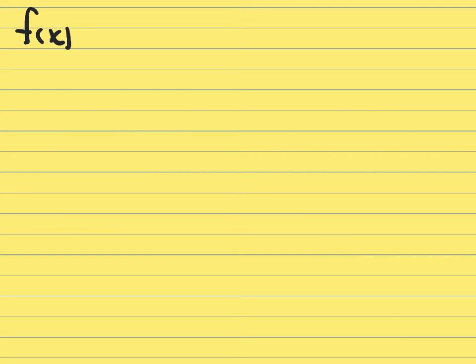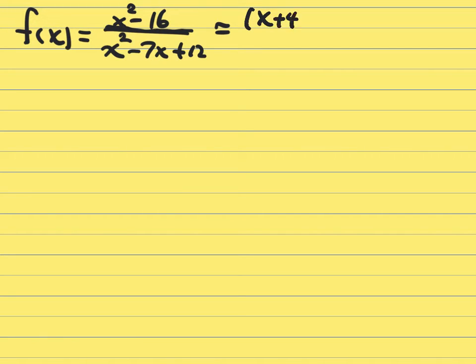Our second example, let's check out (x squared minus 16) over (x squared minus 7x plus 12). This function we can factor. The numerator is a difference of two squares, x plus 4, x minus 4. The denominator you can factor as x minus 4, x minus 3.